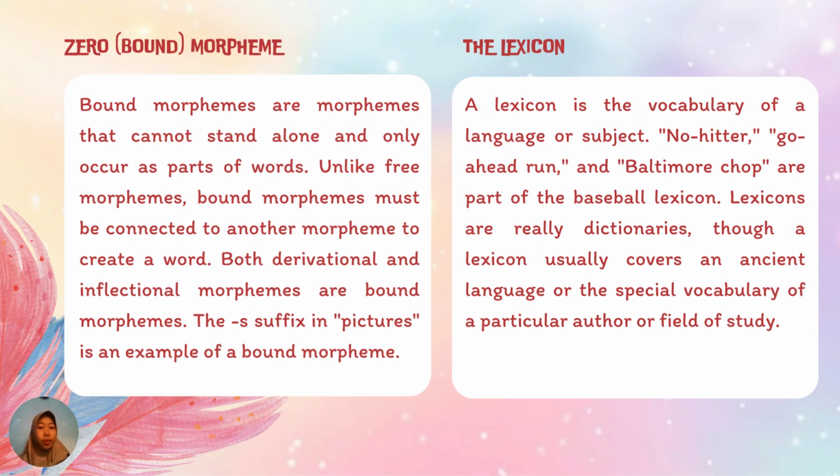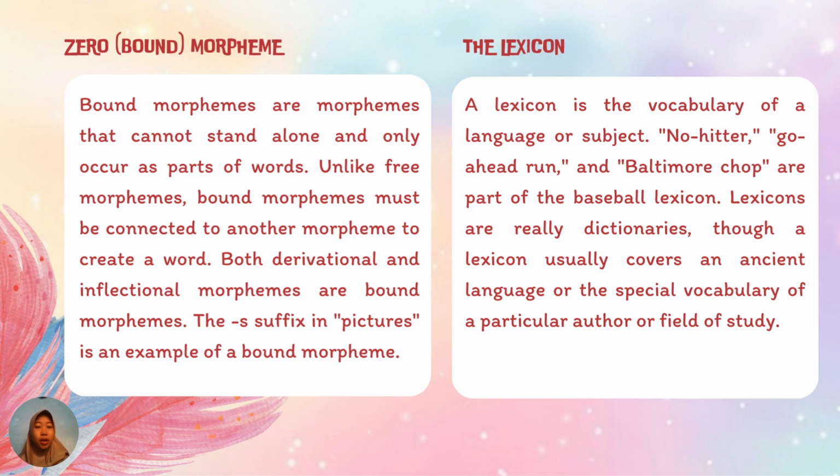Bound morphemes are morphemes that cannot stand alone and only occur as part of words. Unlike free morphemes, bound morphemes must be connected to another morpheme to create a word. Both derivational and inflectional morphemes are bound morphemes. The -s suffix in pictures is an example of a bound morpheme.